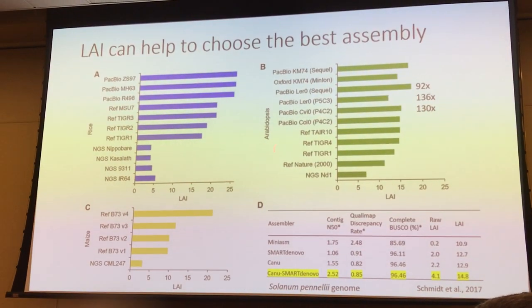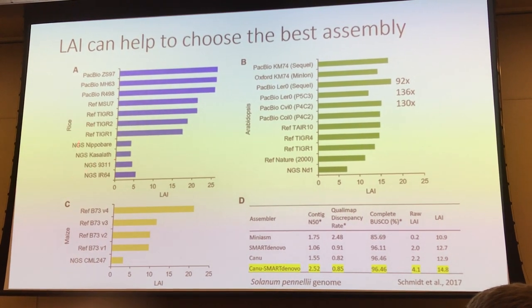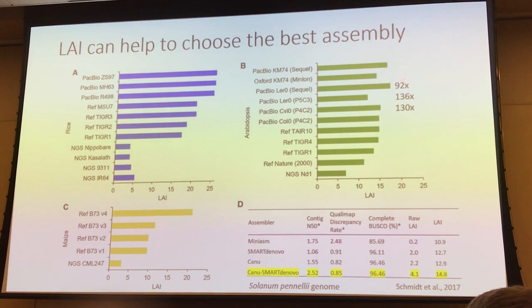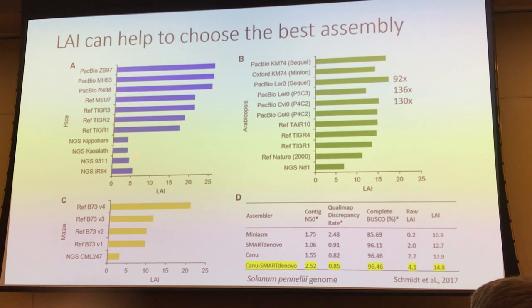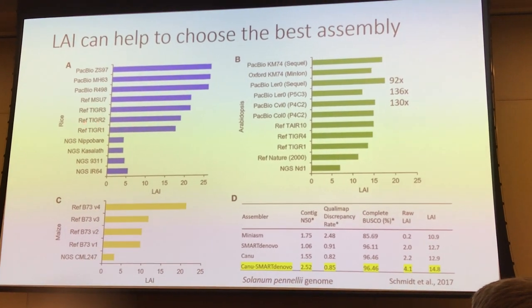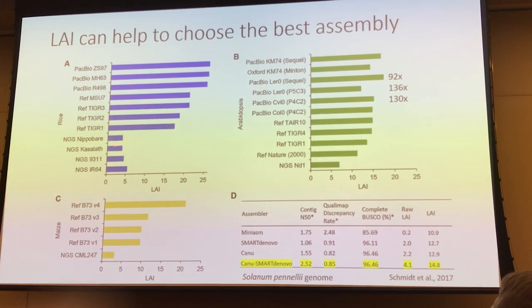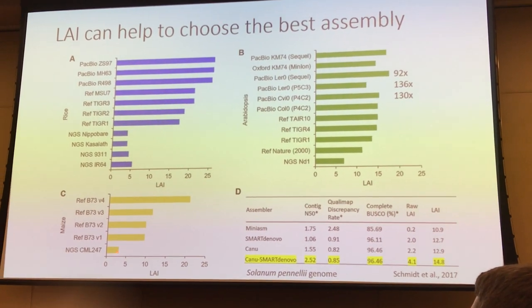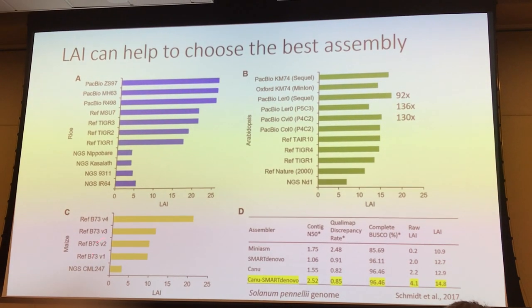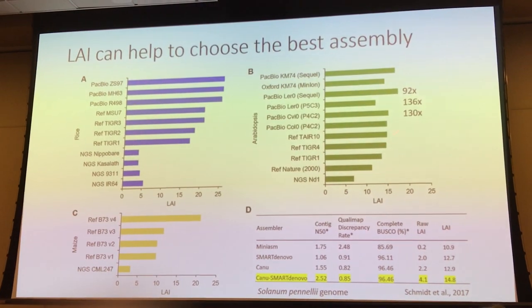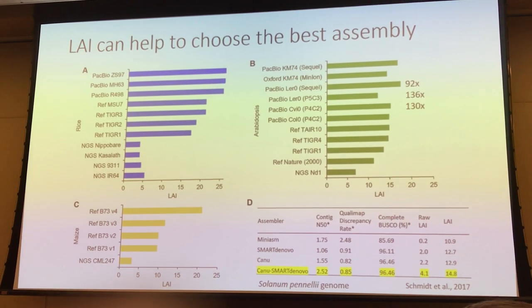So this is rice, Arabidopsis, and maize, and this is Solanum pennellii, with different platforms, different chemistry. This is the short-read, next-generation-sequencing-based genomes. This is a reference sequence by BAC-by-BAC, and this is PacBio sequencing. So you can see the short-read-based genomes all have very low quality, with an LAI less than 10 or around 5. And the reference is around 10 to 15, as shown here. And the PacBio one usually exceeds an LAI score of 20.